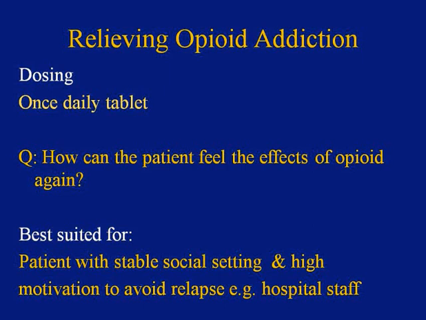So the best candidate to use naltrexone is a person with a stable setting and very high motivation to not want to go back to opiates. For example, people who work in the hospital who have access to opiate drugs, so they do not want to go back to opiate drugs, they want to keep their job. So these people would be disciplined and would be highly motivated to take naltrexone so that they do not get tempted to go back to opiate addiction once again.